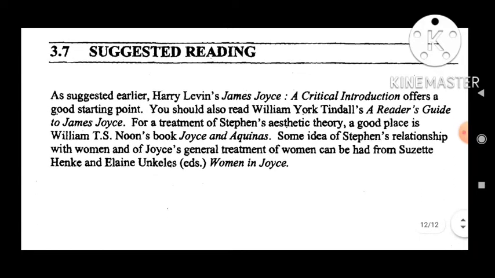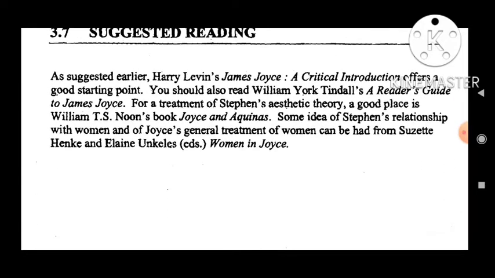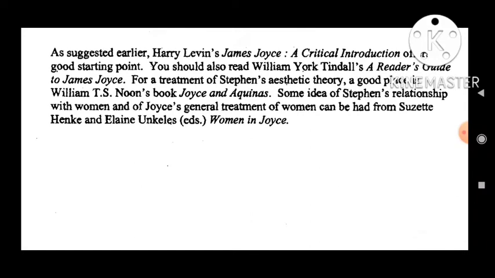Then here is the suggested reading. As suggested earlier, Harry Levin's James Joyce: A Critical Introduction offers a good starting point. You should also read William York Tindall's A Reader's Guide to James Joyce. For a treatment of Stephen's aesthetic theory, a good place is William T. Noon's book Joyce and Aquinas. Some idea of Stephen's relationship with women and Joyce's general treatment of women can be had from Suzette Henke and Elaine Unkeless's edited Women in Joyce.